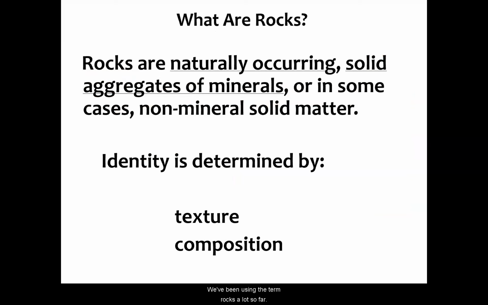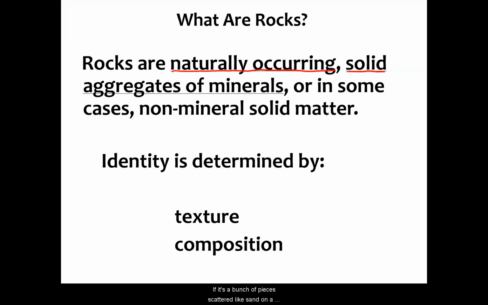So we've been using the term rocks a lot so far, but let's go back and define what they are and talk a little bit about how we're going to refer to them in this course. These are the parts of the definition, as underlined here, that you're going to want to remember. Rocks have to be naturally occurring. If humans make something, we don't consider it a rock. Has to be solid. So one solid body.